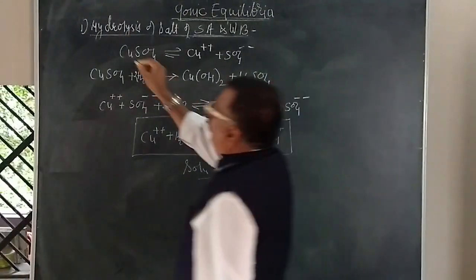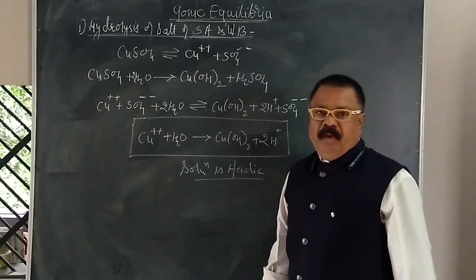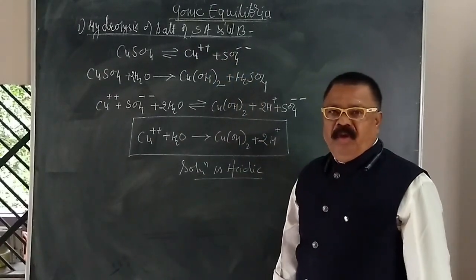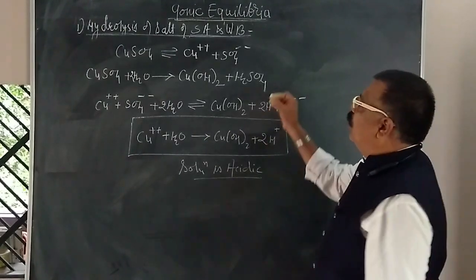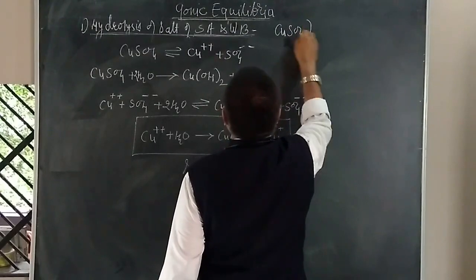So the hydrolysis of the salt of the strong acids and the strong base. देखिए, इसके पहले हम लोगों ने स्ट्रॉन्ग एसिड और स्ट्रॉन्ग बेस की बात की थी. Now we are talking about the hydrolysis of the salt of the strong acid and the weak base. So see, we consider here the salt copper sulfate.